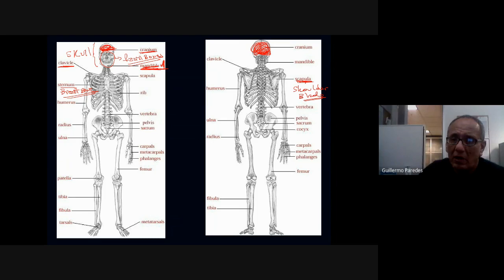We have the humerus versus the femur. This is the humerus and this is the femur. What is equivalent to the femur in the leg is the humerus in the arm. So femur and humerus. This is the humerus and all this is the femur.